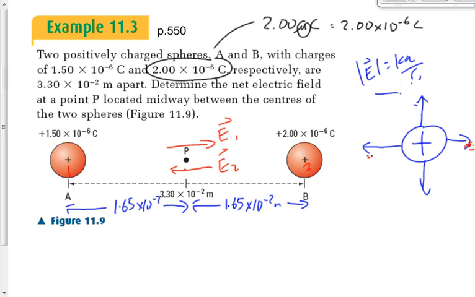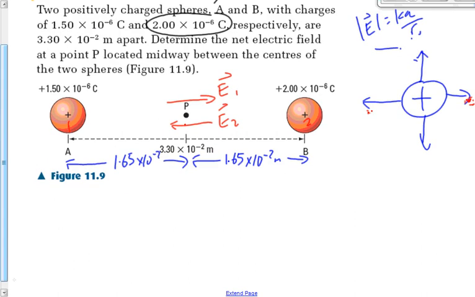Okay, you know where to go now. Rucker said a few minutes ago, use the producer equation. Okay, so let's do that twice. Let's say E1 is equal to KQ1 over R squared.